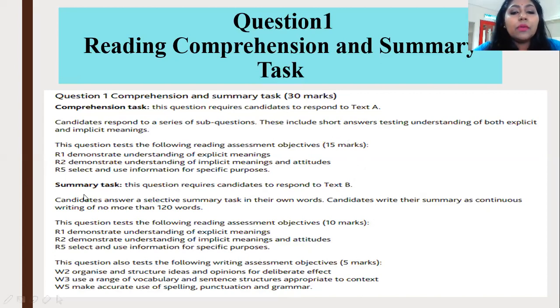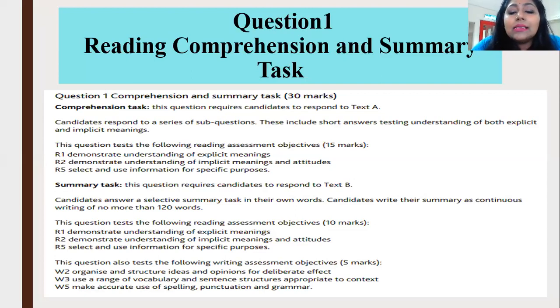And also for summary tasks, you are required to respond to text B. So it's going to be a different text. And remember, your word count matters when it comes to summary writing. If you have given more than 120 words, that means you have included unnecessary points, or you have most probably included examples or comments or opinions. In case you have written, let's say, 80 words or 90 words, most probably you have missed some important points which you're supposed to put in your summary writing.